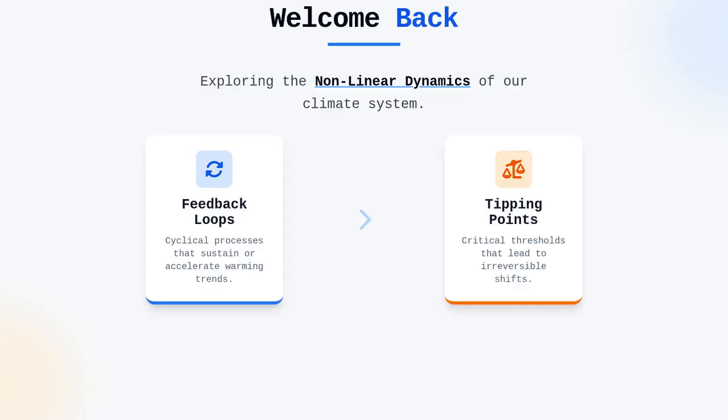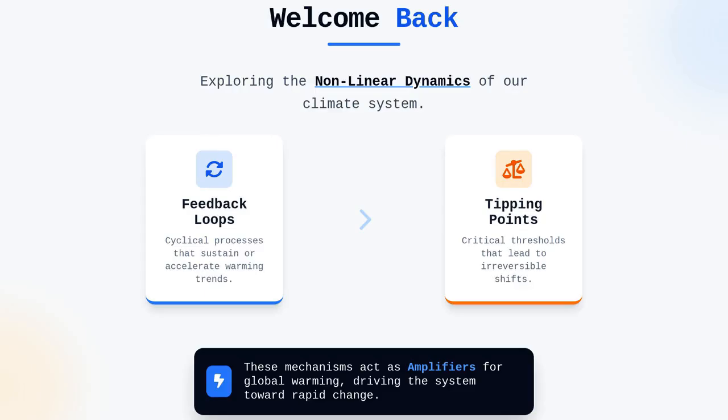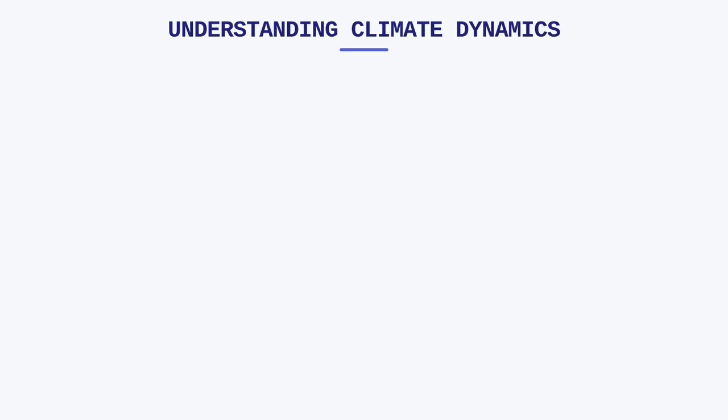Welcome back. In this lesson, we explore the nonlinear dynamics of our climate system by examining how feedback loops and critical tipping points act as amplifiers for global warming. To understand the climate system, we must move beyond simple linear models of temperature increase and look at the mechanisms that can cause abrupt changes.